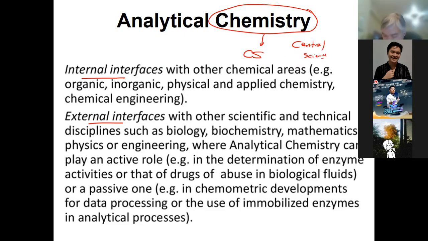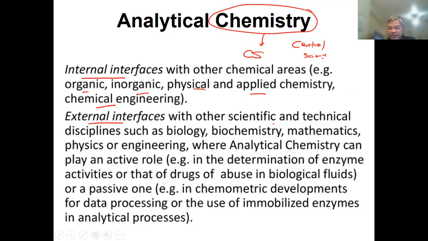So if we're going to look at the internal interfaces of analytical chemistry with other chemical areas, it can be in the organic, inorganic, physical, and applied chemistry, including chemical engineering. Okay, now you can also put there what we call external interface. So this is with other fields or sciences or disciplines: biology, biochemistry, mathematics, physics, or engineering. There's still analytical chemistry.